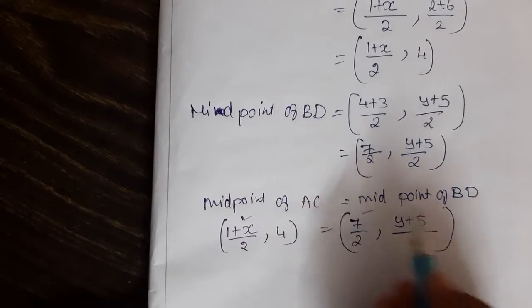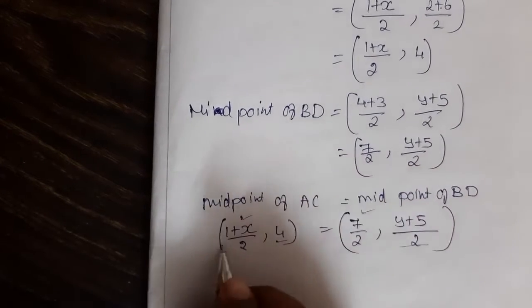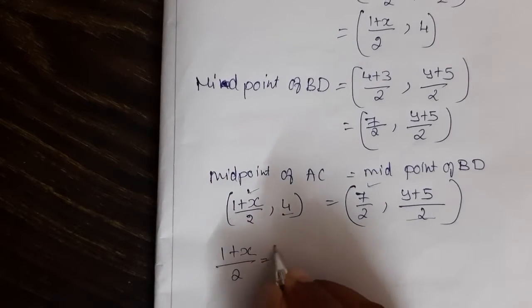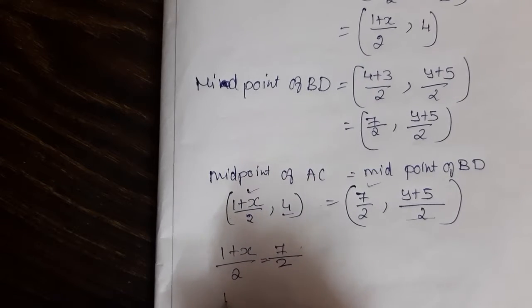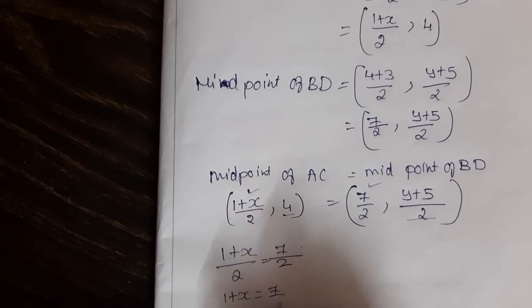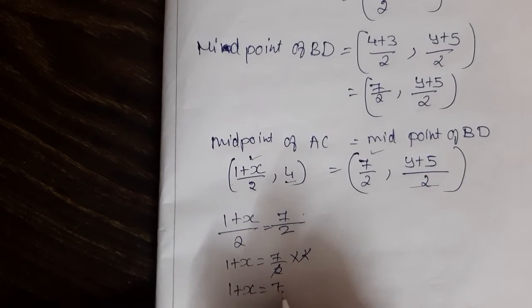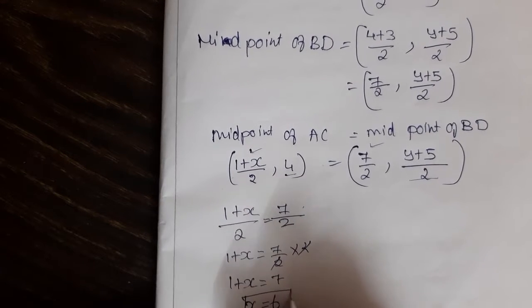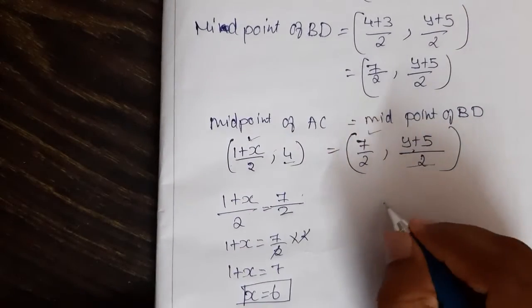So this and this are equal, and this 4 is equal to y plus 5 by 2. First we will equate these two. So 1 plus x by 2 is equal to 7 by 2. So we'll take the 2 here. So 1 plus x is equal to 7 by 2 into 2, and the 2s get cancelled. So 1 plus x is equal to 7. Bring the 1 over with subtraction, so x is equal to 6. So that's the value of x, and the same way we can find y.